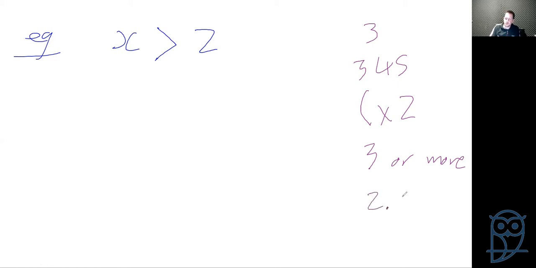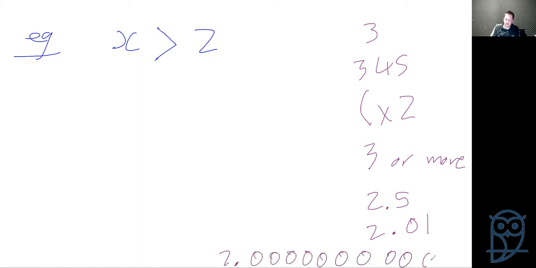What about 2.5? What about 2.01? What about 2.000000000001? Are these values greater than 2? Well, yes, of course they are. Most of us think naturally according to whole numbers, and that's fine because it's natural. But we mustn't forget that we could have decimals as well.